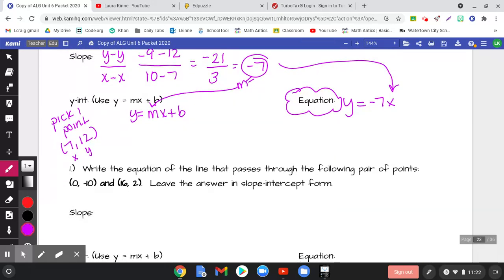So instead of y equals, we're going to do 12 equals. Instead of m times x, we're going to do negative 7 times 7.